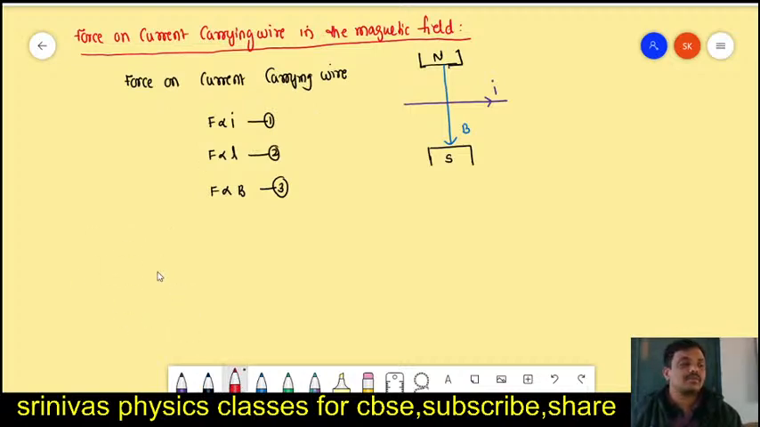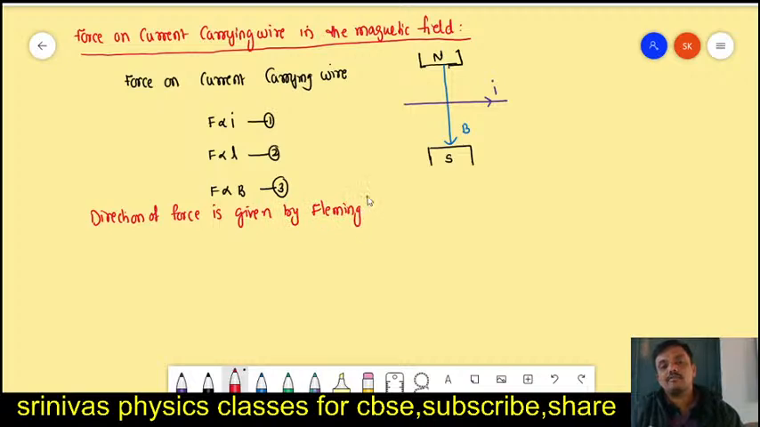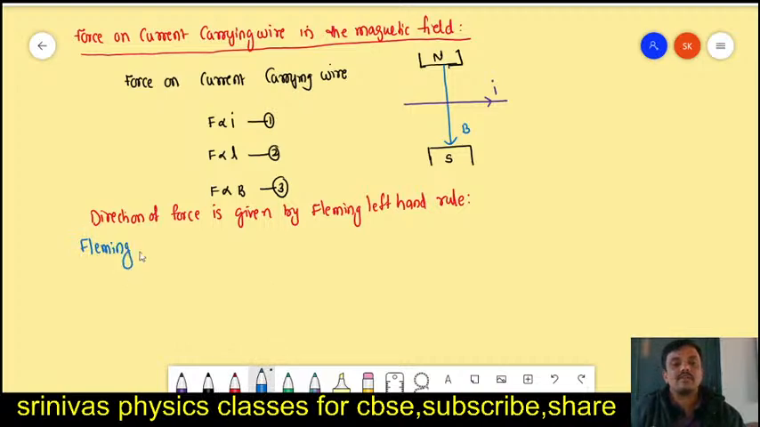Who will give the direction of the force? How will we find the direction of the force? The direction of force is given by one rule. What is that? Fleming. The Fleming left hand rule. The Fleming left hand rule is used to know the direction of the force on the current carrying wire, and I will explain how it works.